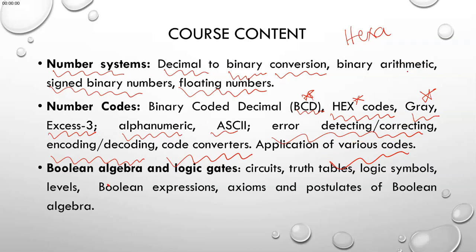The other objective that we should meet in this course is to look at Boolean algebra, and that involves Boolean circuits, the truth tables, the circuits, the logic symbols, including their levels, and the Boolean expressions. We have some axioms that we are going to meet, as well as postulates of Boolean algebra, among others.